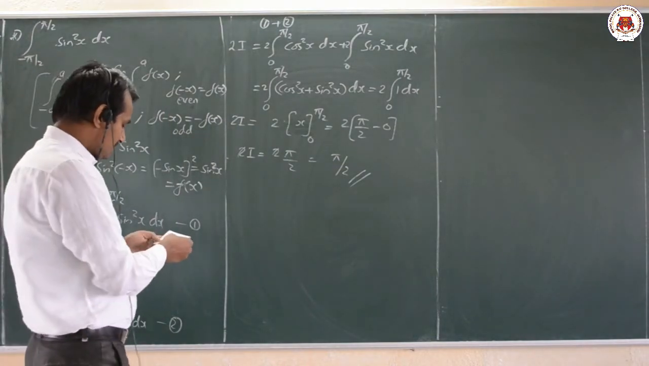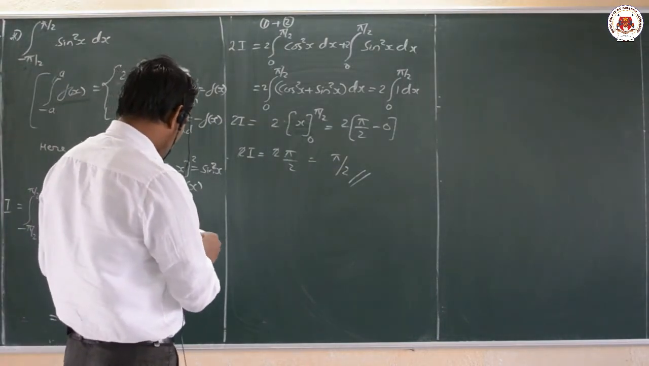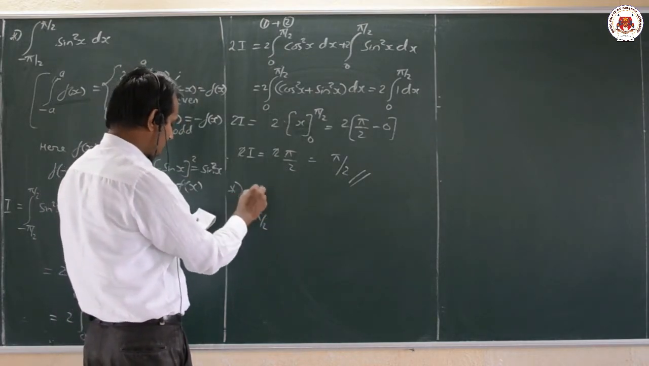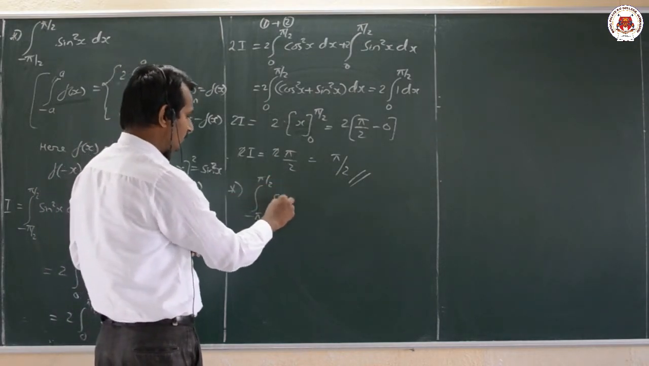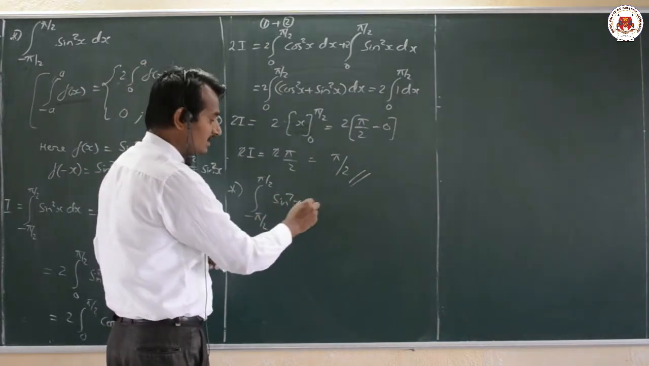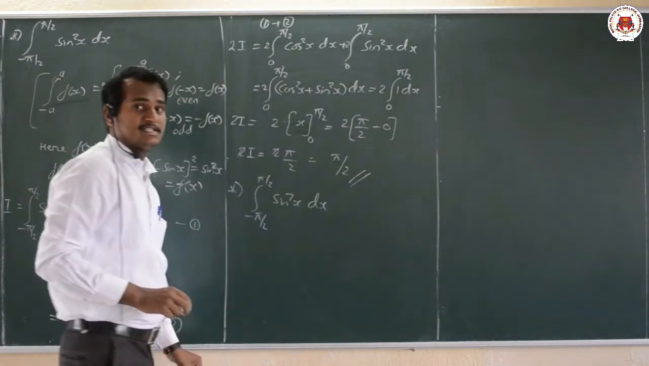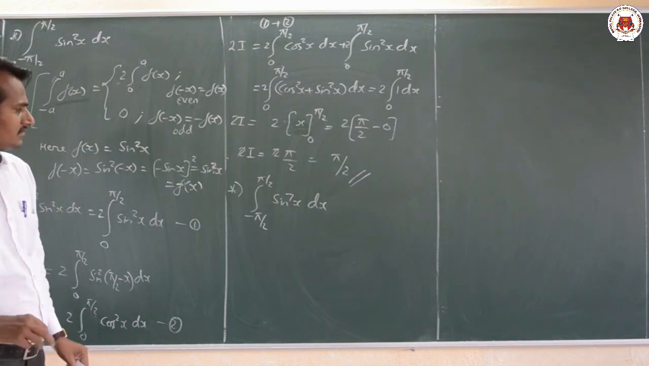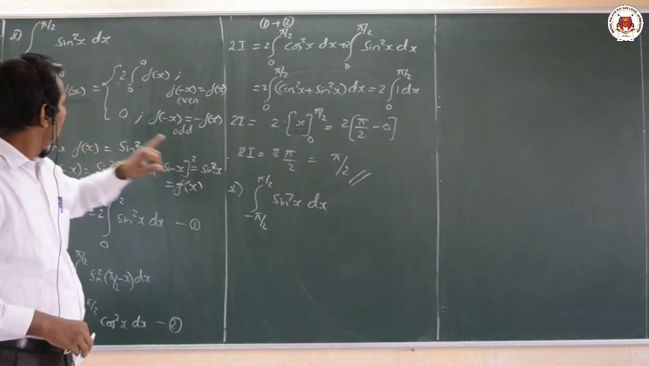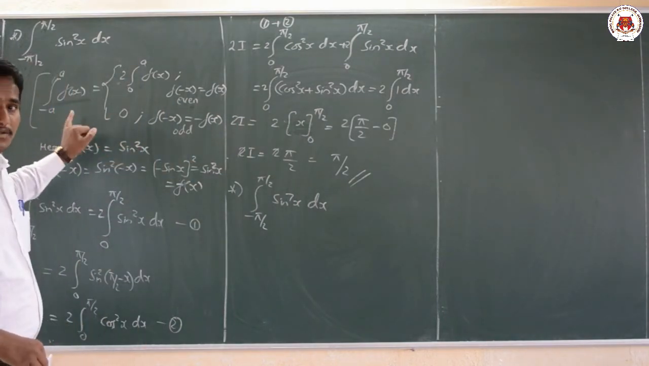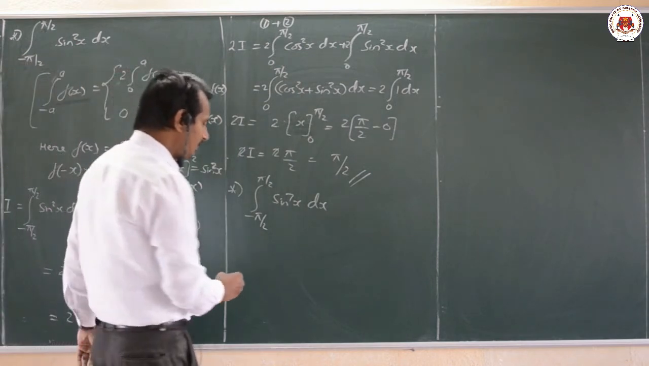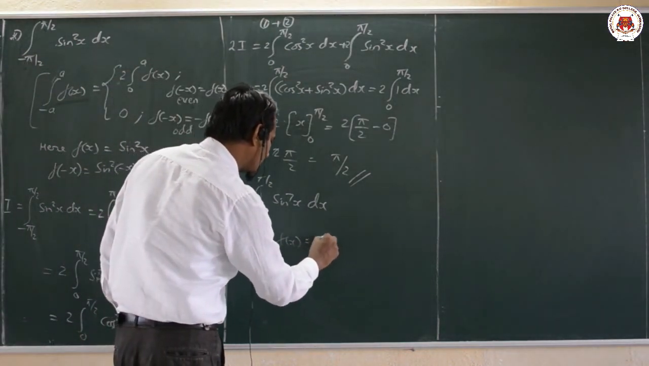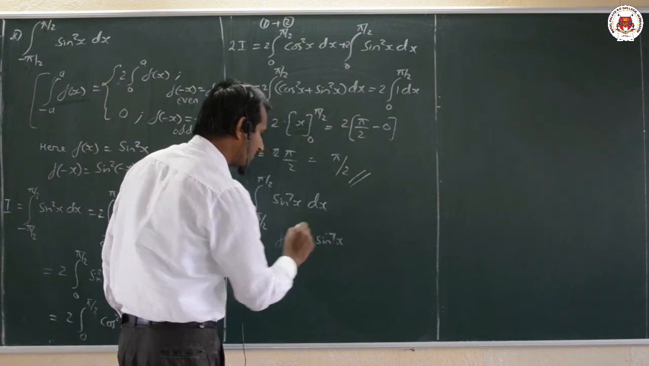Now let us start with the next question, okay. The next question is very simple, that is the integral from minus pi by 2 to pi by 2 of sin raised to 7x into dx. Now again we are having from minus a to a, so again this particular property we will make use of here. That means f of x is equal to sin raised to 7x, okay.